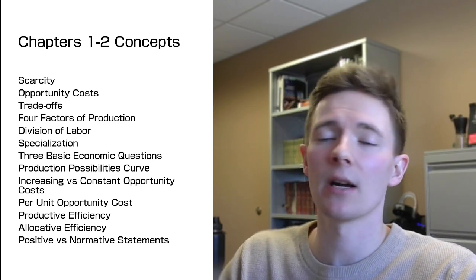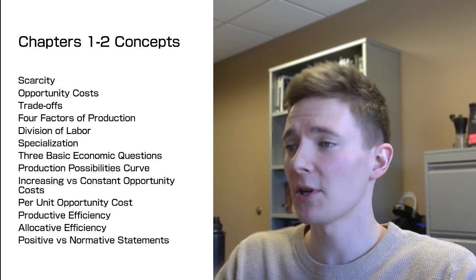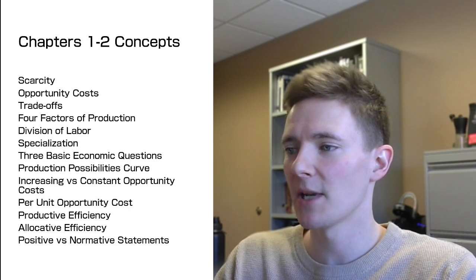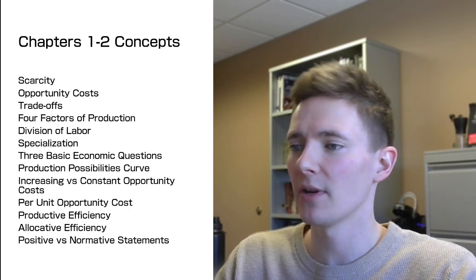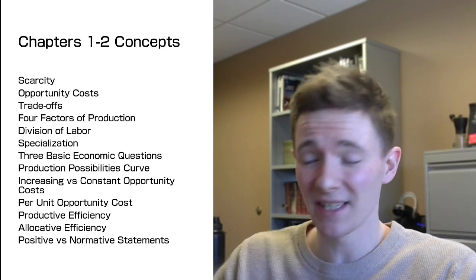So the big concepts that we're covering are scarcity, opportunity cost, trade-offs, 4 factors of production, division of labor, specialization, 3 basic economic questions, production possibilities curves, increasing versus constant opportunity costs, per unit opportunity cost, productive efficiency, allocative efficiency, and positive versus normative statements.